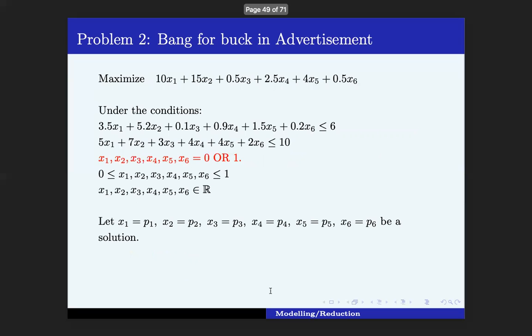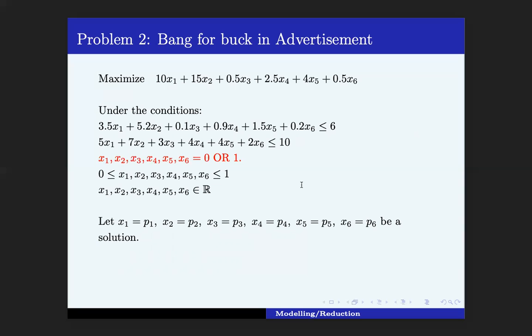What we do is first solve this LP, where we are saying that these variables are real numbers. Say I get a solution: x1 equals p1, x2 equals p2, and so on. So what does x1 equals p1 mean? If x1 equals 0.8, it is saying that you invest in 0.8 of the World Cup. x2 equals 0.3 means you invest in 0.3 of the IPL, and so on. Again, it doesn't make much sense.